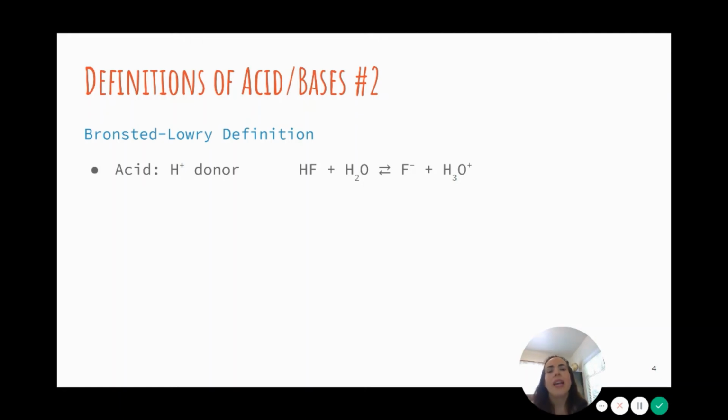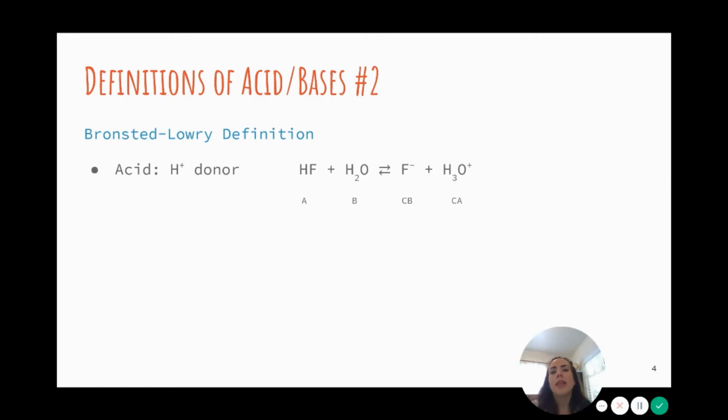So if I have my hydrofluoric acid and I mix it with water, what's going to happen is that the hydrogen ion, or that proton, is going to be donated to the other substance, in this case, water. So what we have is a fluoride ion, and then we have something which is H3O+, and this is actually called hydronium. This is a really important substance, and we use this a lot when we talk about acids and bases.